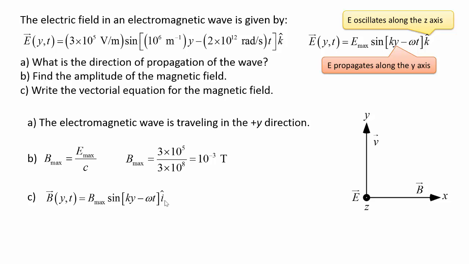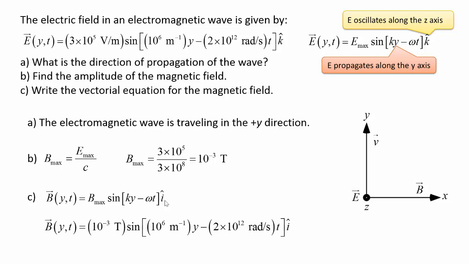All we have left is replace with numbers, and we have that the magnetic field as a function of position and time will be equal to the maximum value of the magnetic field, 10 to minus 3 Tesla, multiplied by sine of, and as you can see from the given problem, we have the value of k, 10 to the 6 meters to minus 1. We have the value of omega, 2 times 12 radians per second, multiplied by the unit vector i.